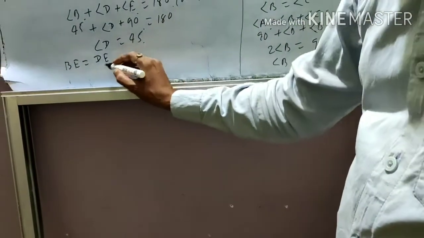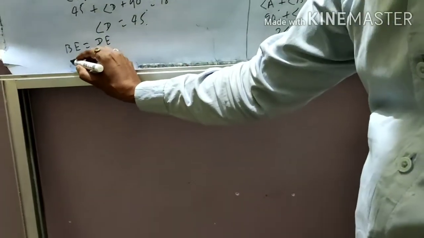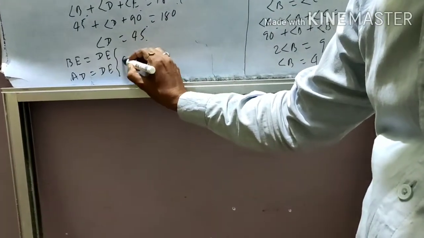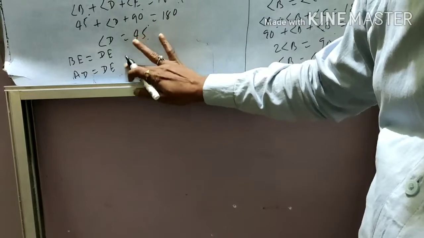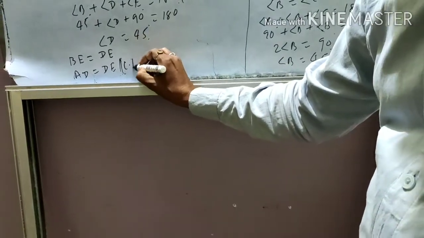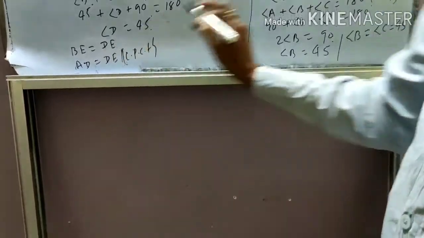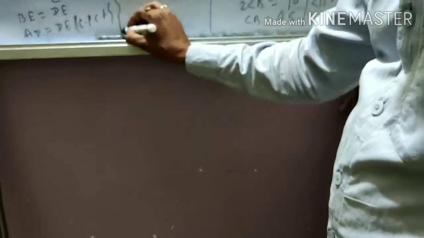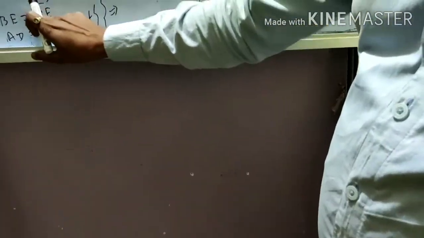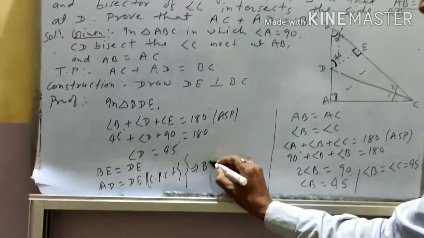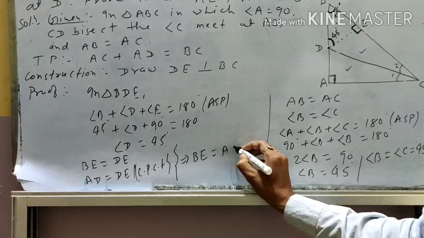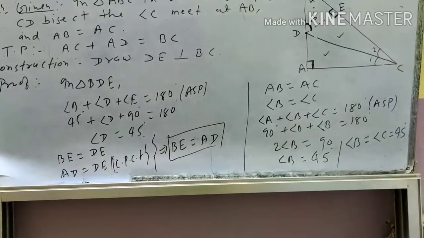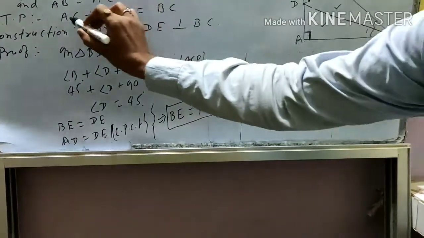And one more thing, AD is equal to DE by CPCT, and BE is equal to DE. So under these two, what is the result, student? DE is matching, so we can say BE is equal to AD. This is a very important result, student.